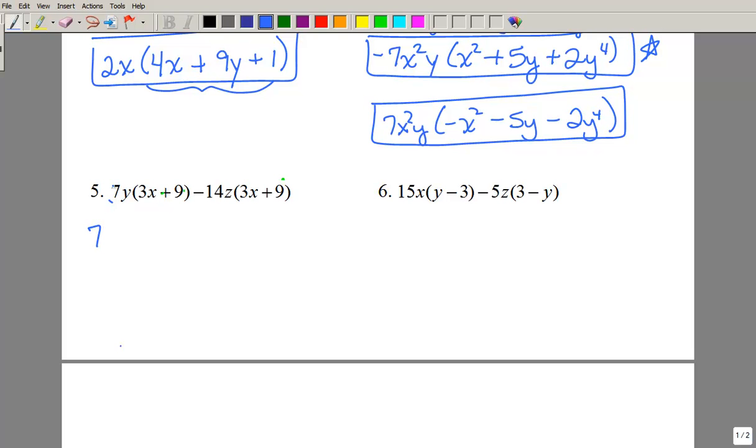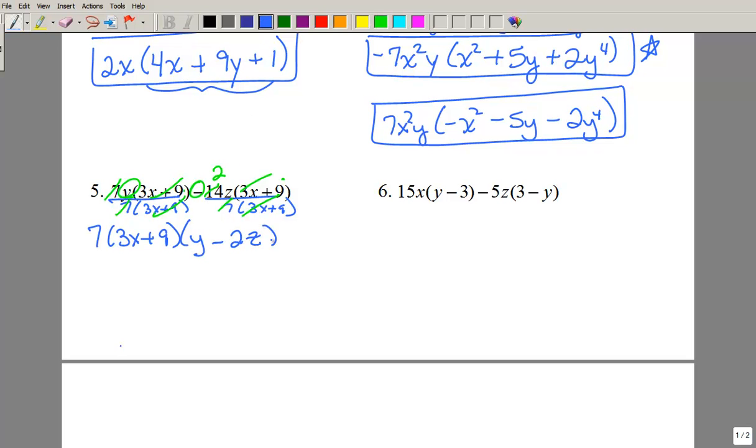The y and the z are not in common, but we also know that 3x plus 9 is in common. So what if I divided each term by that common factor? Let's see what we would get here. All right, so again, we would reduce, and the only thing left is a y. And here we would reduce. 7 goes into 14 2 times. Don't miss that minus sign, so we'd have a minus 2z.